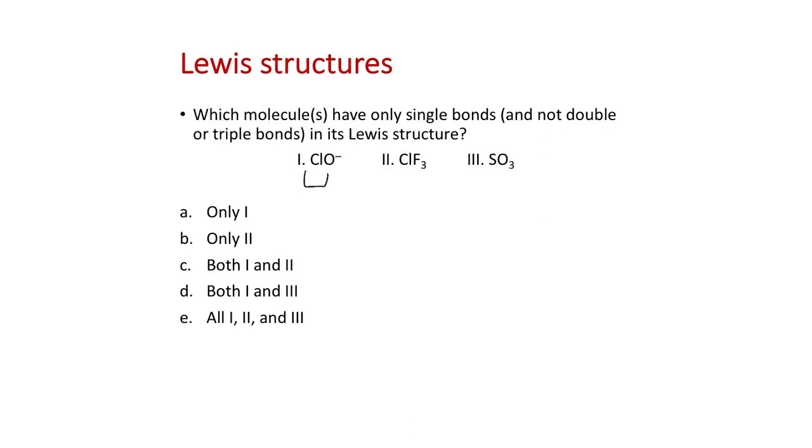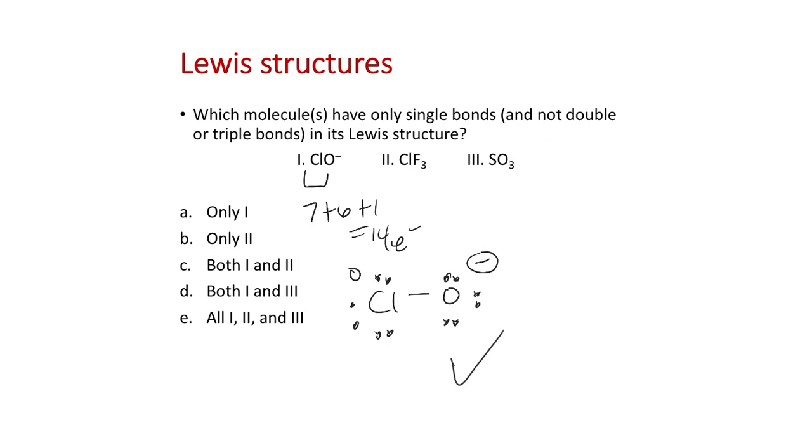Let's look at ClO minus first. So I have 7 plus 6 plus 1, 14 electrons. For diatomic molecules, I want to satisfy the octet rule when possible for both atoms, and it is possible using a single bond, kind of like Cl2, 14 electrons, and I have a minus charge on oxygen, a 0 on chlorine, so a good Lewis structure here for ClO minus. So single bonds only, that's true for ClO minus.